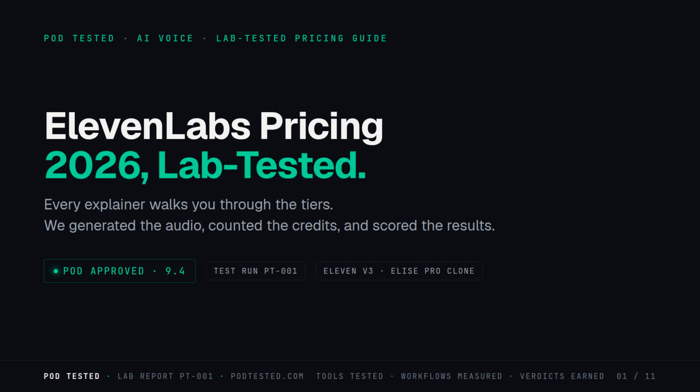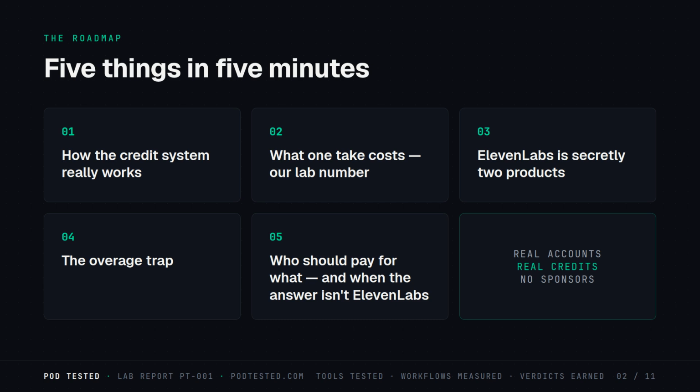ElevenLabs pricing in 2026, explained by a lab that actually ran the tests. Every explainer walks you through the tiers. We generated the audio, counted the credits, and scored the results. Here's what the pricing page doesn't tell you. Five things in the next five minutes.